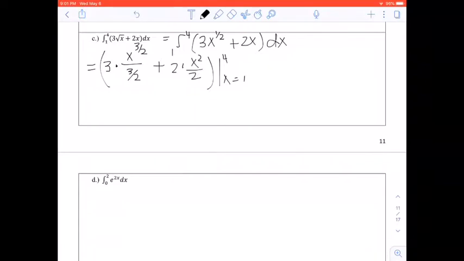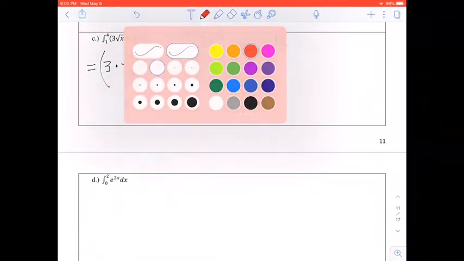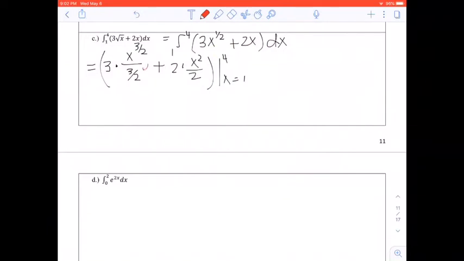I'm going to clean this up just a tad, and I'm going to look at that first part with fractions. This is the same as multiplying by 2/3, and you'll notice your 3's cancel there also. So we're left with 2x to the 3/2. If you want to rewrite it as roots, you can. I'll leave it for right now. Your 2's also simplify here. So plus x squared, evaluated from x equals 1 to 4.